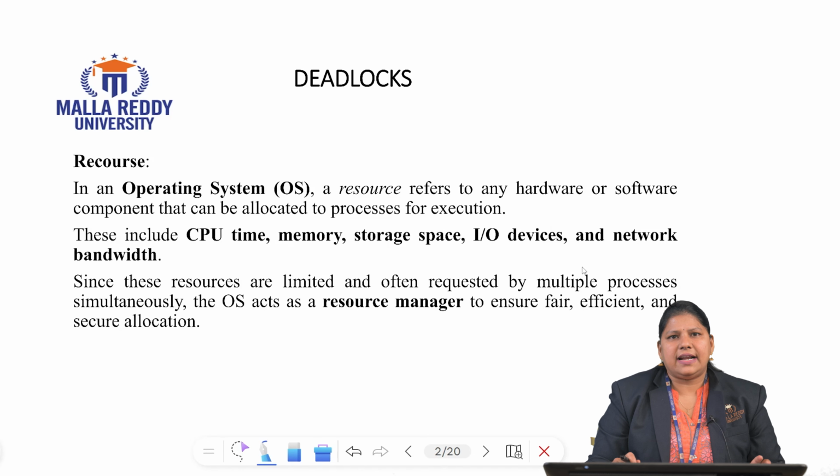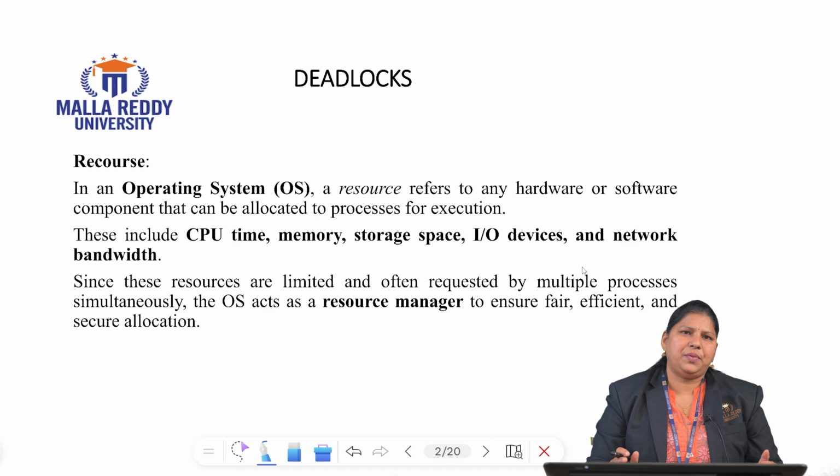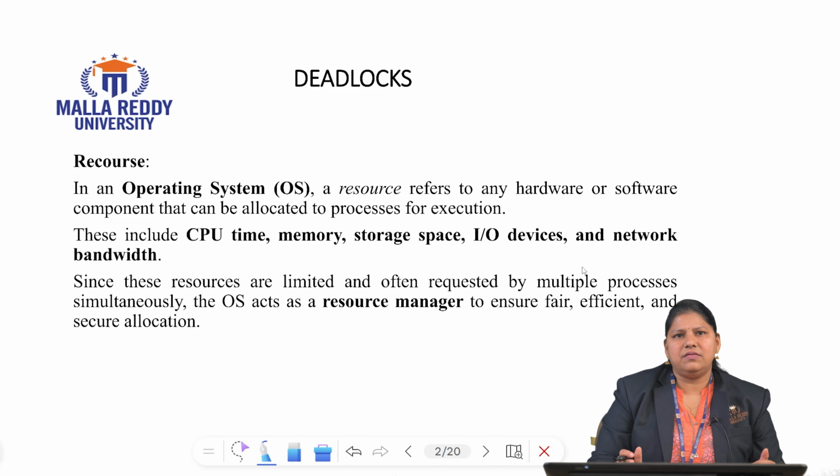So before knowing the deadlocks, we need basic knowledge of resources. So what is a resource? In an operating system, a resource refers to any software or hardware component that can be allocated for process execution. For example, I need to take a documentation printout. For that, I need the resources, that is, a system and a printer. So to complete the task which is required, the hardware or software needed are called resources.